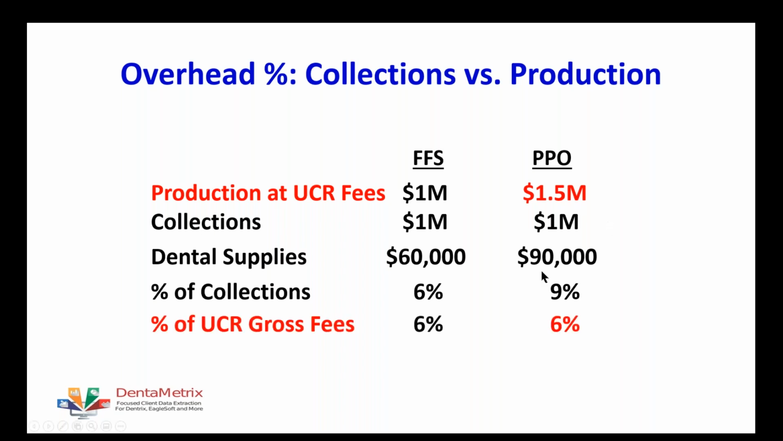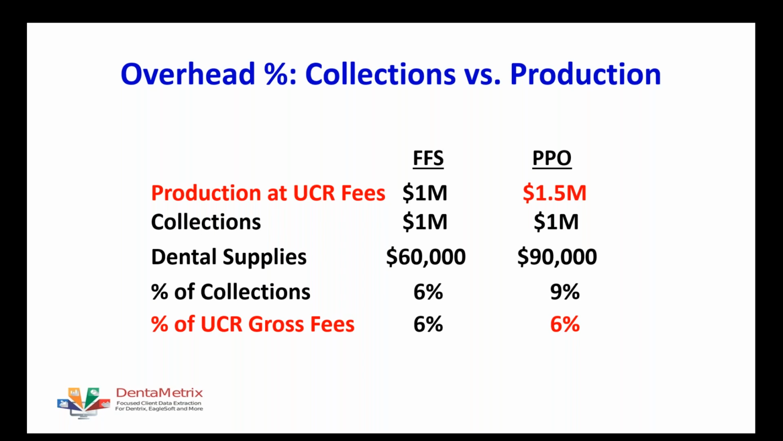But look what happens here. If you take your dental supplies, 60,000, as a percent of UCR, there's the 6%. But look what happens if you divide the 90,000 by the 1.5 million, son of a gun. You're at 6%. That's why this number is important to you based on production at standard fees at least once in a while, so you can play in that same sandbox and compare numbers with your CPA's other dentists or guys in your study club or whatever.